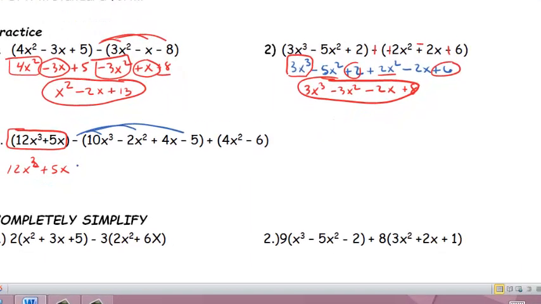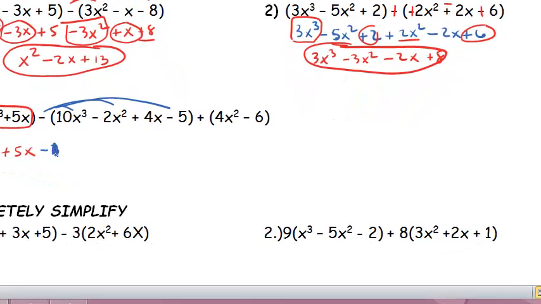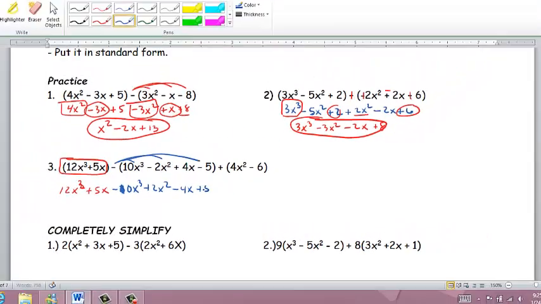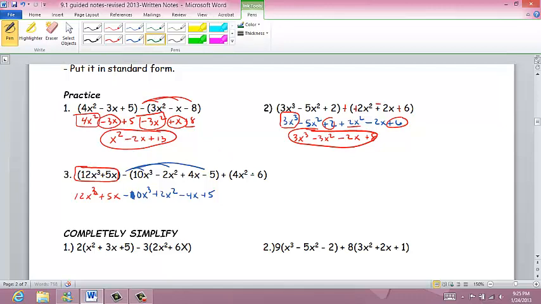So this positive 10x to the third will become negative 10x to the third. Negative 2x squared will become a positive 2x squared. Negative times a positive is a negative 4x. Negative times negative is a positive 5. And then when I look at this set of parentheses, do I have to distribute anything? Well, technically I could, but it would not change anything because distributing a positive basically doesn't change anything. So I can just rewrite the terms as is.